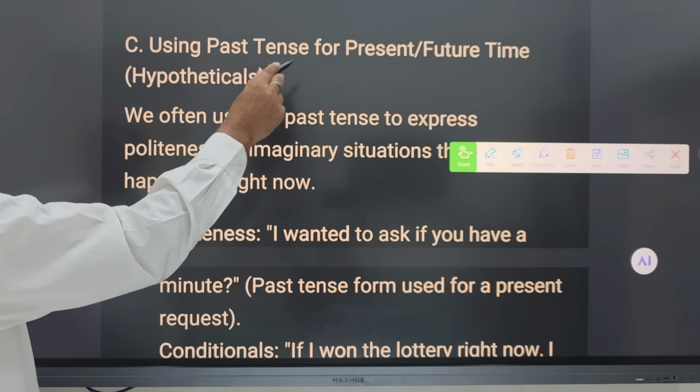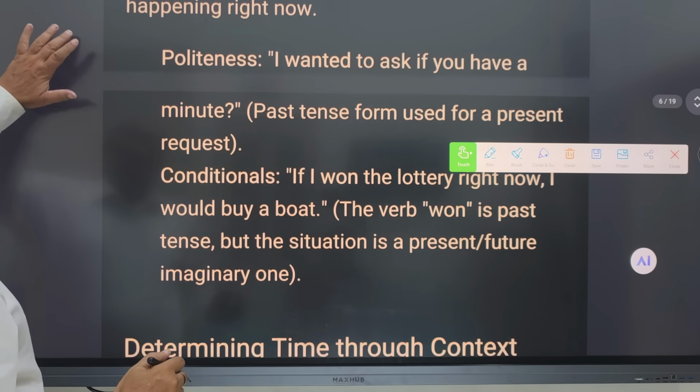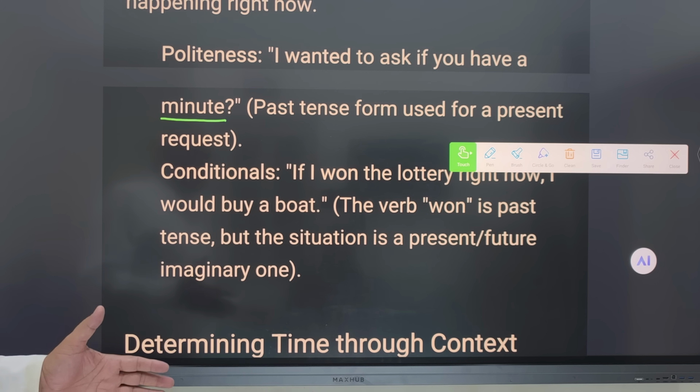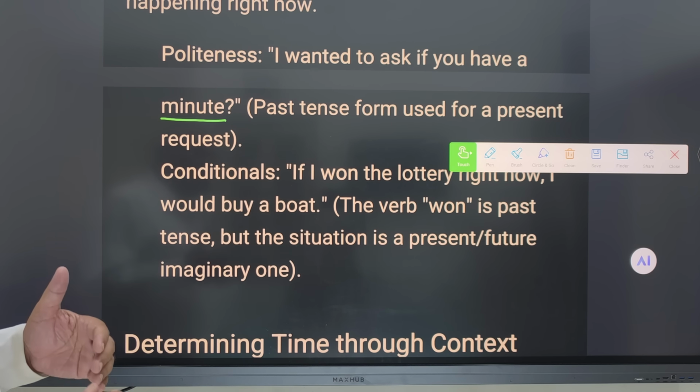using past tense for present or future time, we often use the past tense to express politeness or imaginary situations that are happening now. Politeness: I wanted to ask if you have a minute. Now what happens? Past tense is used for a present request. You are making a request in the present, but you are using wanted. This is the second form of the verb, so you are using a past tense.